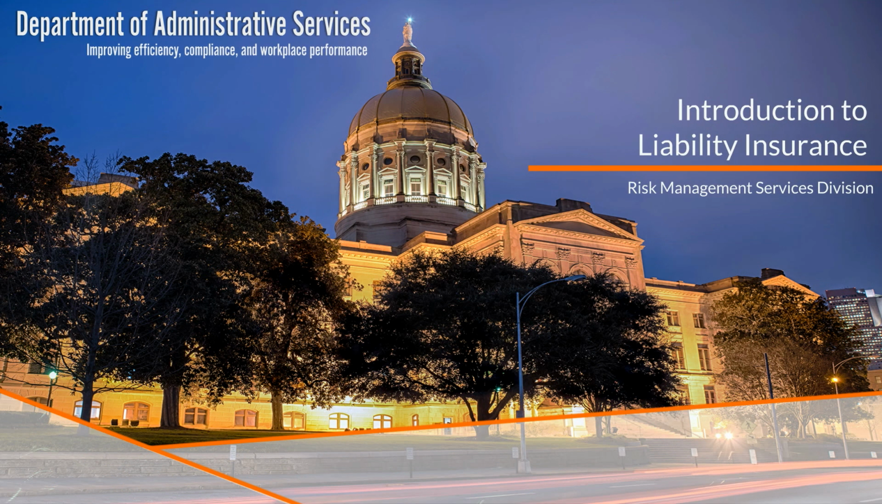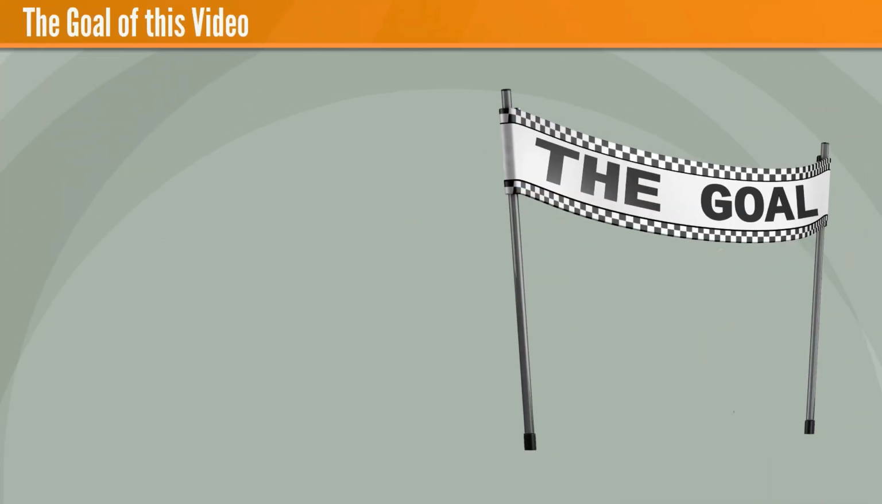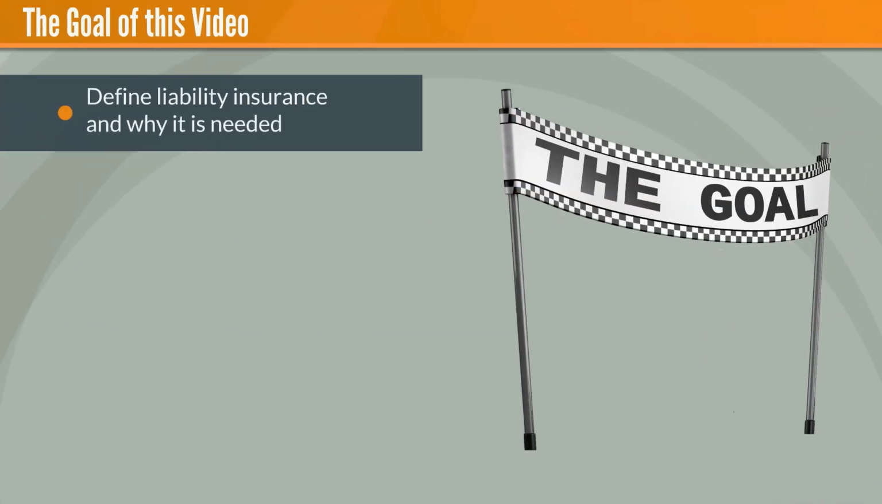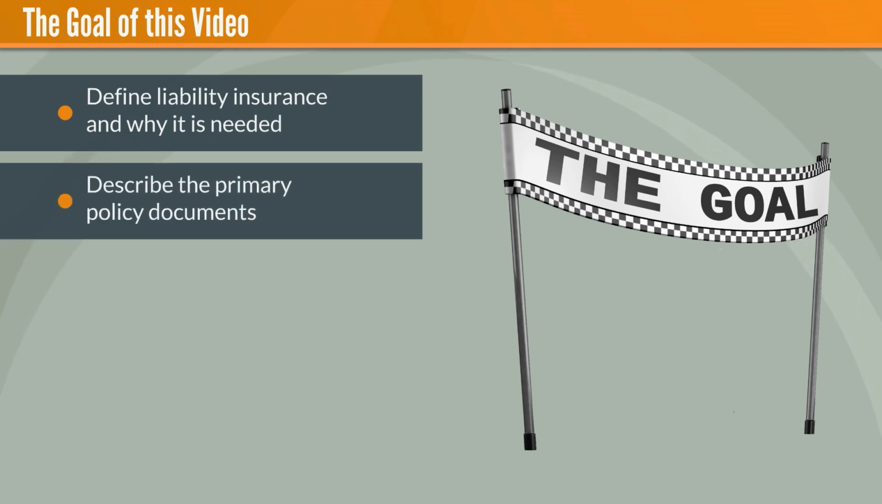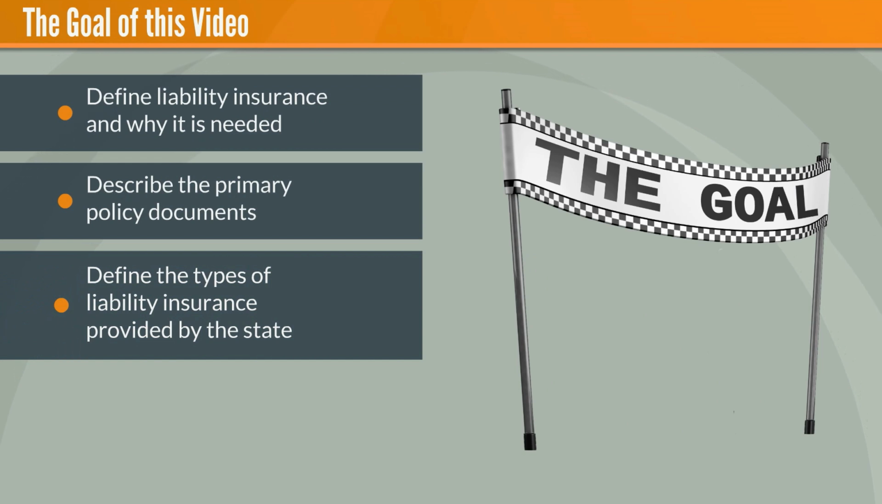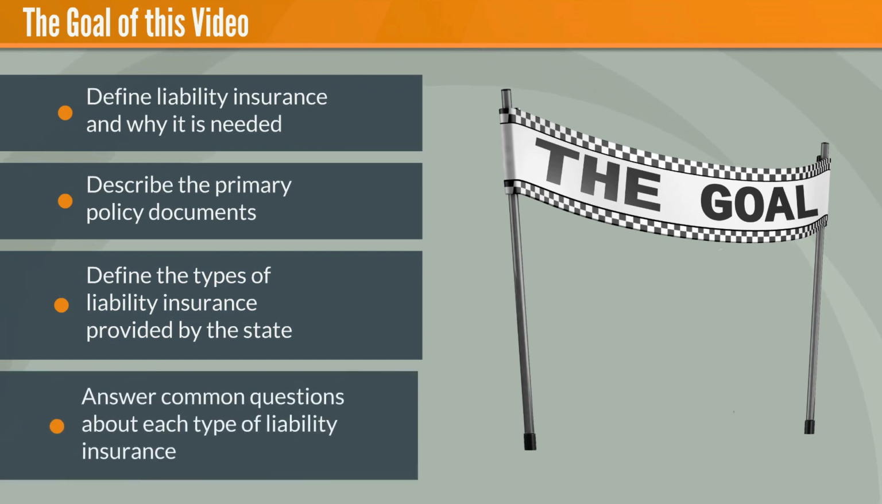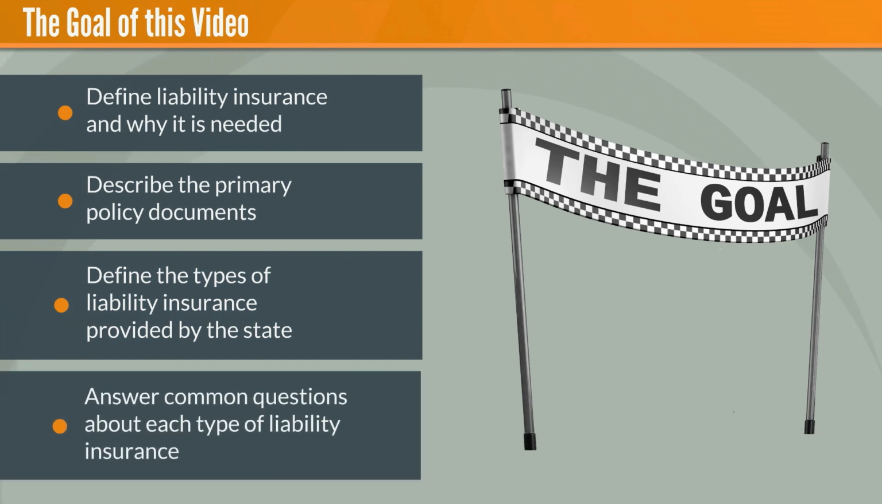Introduction to Liability Insurance, provided by the Risk Management Services Division of the Georgia Department of Administrative Services. The goal of this video is to define liability insurance and why it is needed, describe the primary policy documents, define the types of liability insurance provided by the state, and answer common questions about each type of liability insurance.